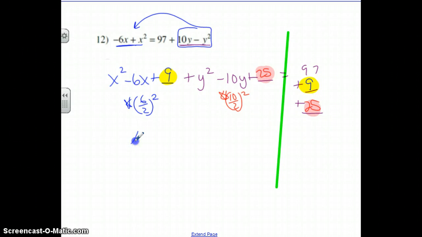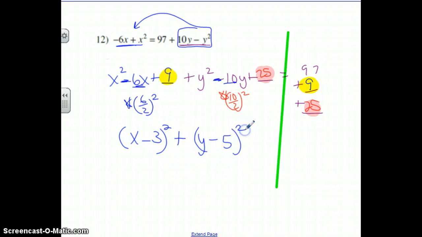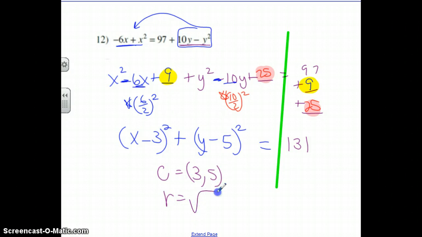Finishing up, completing the square: x minus, just keeping the sign, half the middle term is 3, quantity squared, plus y, keep this sign, minus, and half of 10 is 5, quantity squared. And set that equal to that's 131. So if I've done this correctly, the center should be at 3, 5. And the radius is not 131, it's actually the square root of 131.